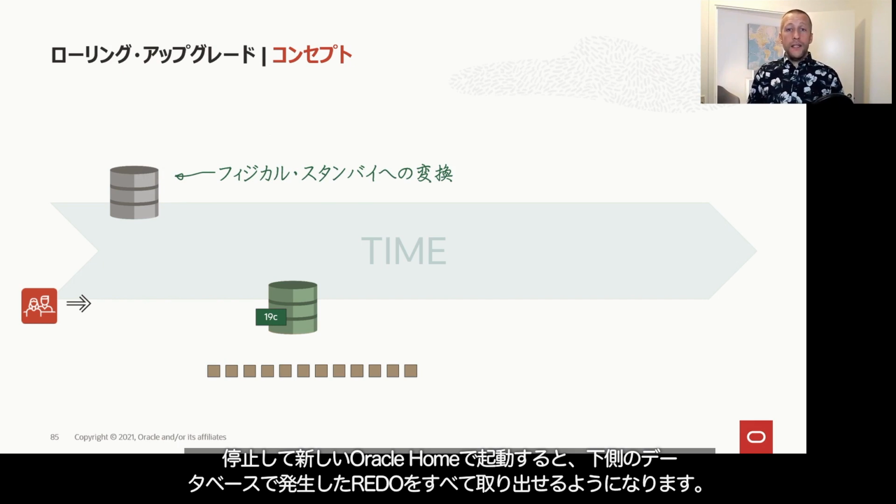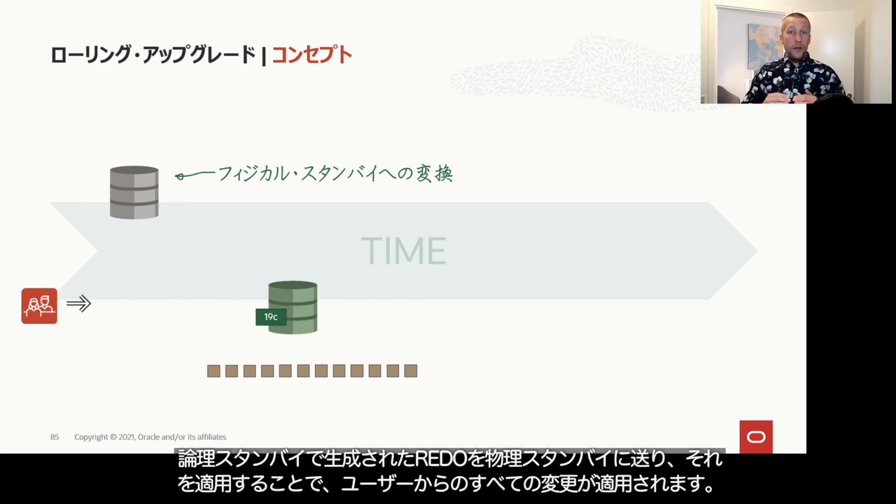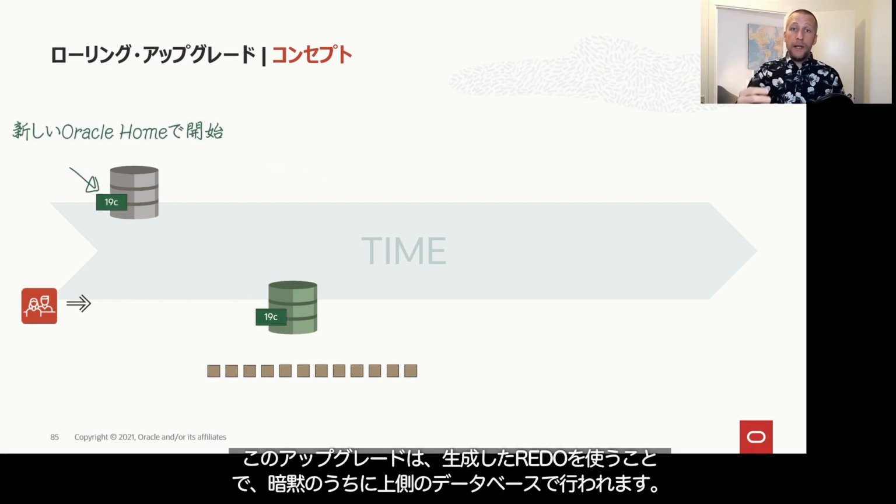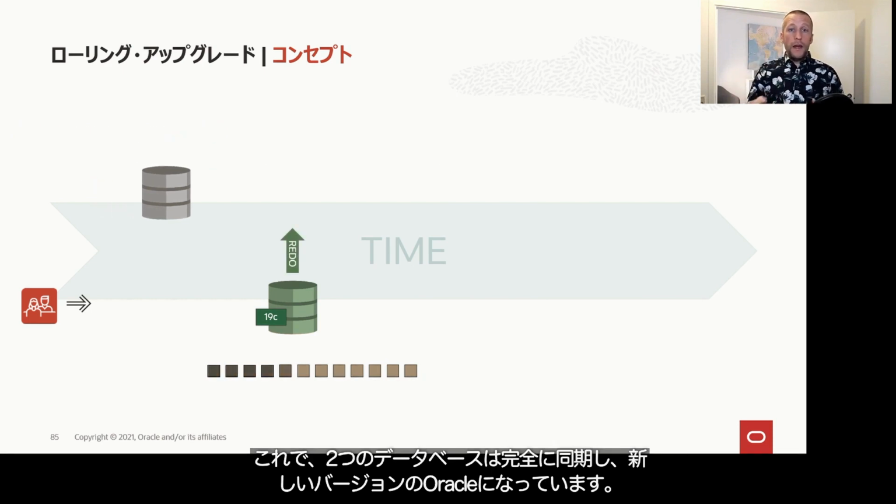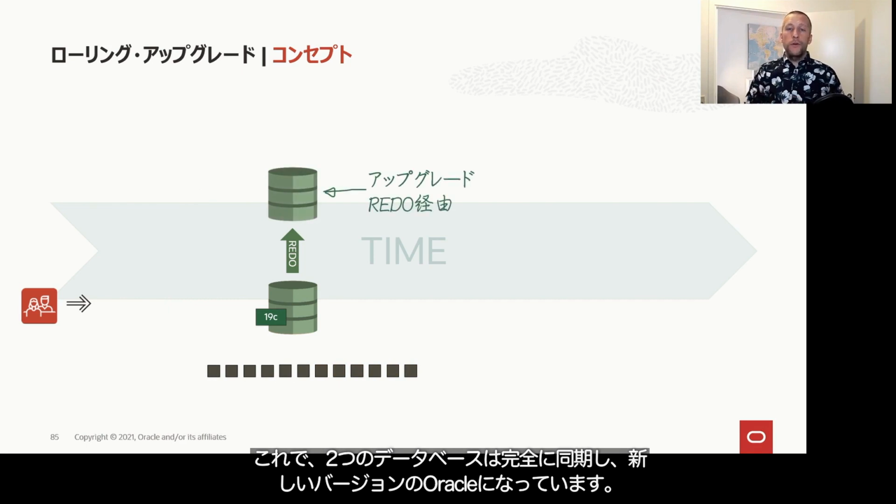And we can then take all the redo that was generated on our lower database, the logical standby. We take that redo, send it to our physical standby, apply it. So all the changes from the users are now applied. The upgrade is implicitly happening on the upper database because of the redo generated. And now we have the two databases in perfect sync, but on the new version of Oracle.